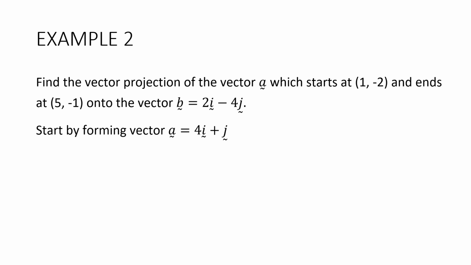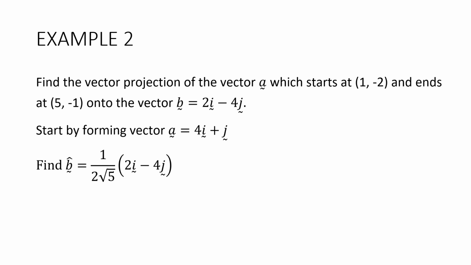j. Now, I'm going to use that quick formula to work out the scalar projection. That's going to be A dot unit vector B. So let's start by forming unit vector B. Here's our vector B. The magnitude is the square root of 2 squared plus -4 squared, which is the square root of 20, or 2√5. So there's unit vector B.